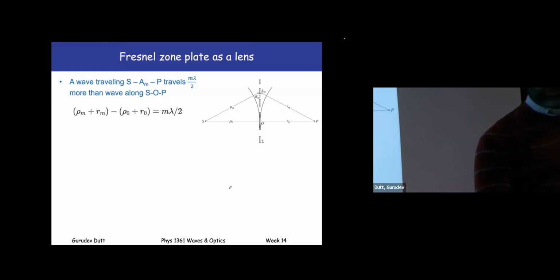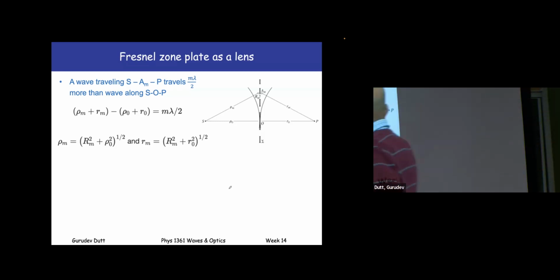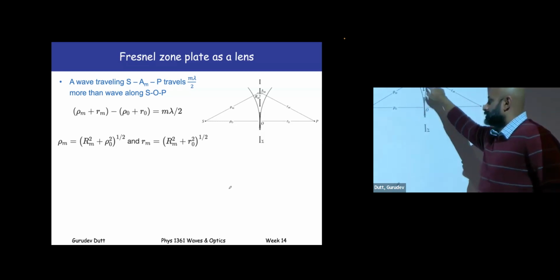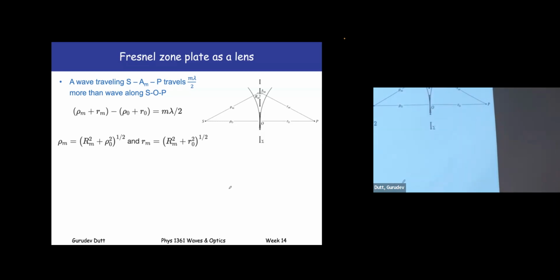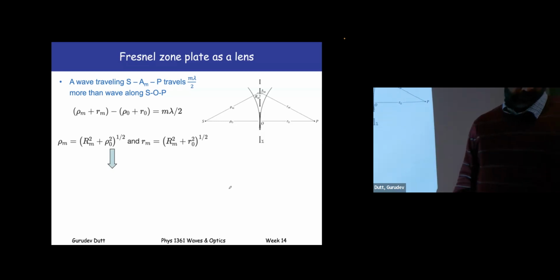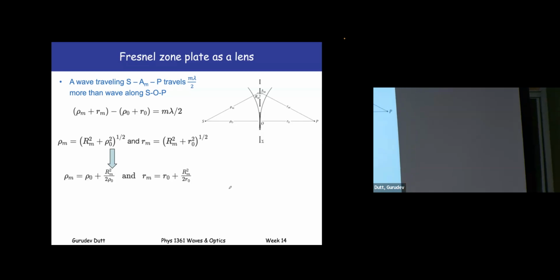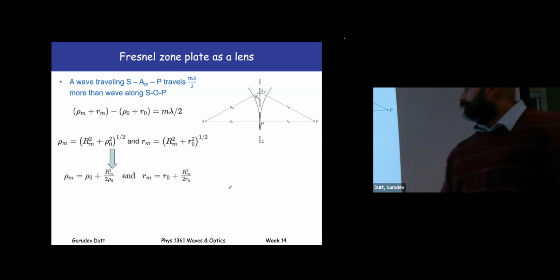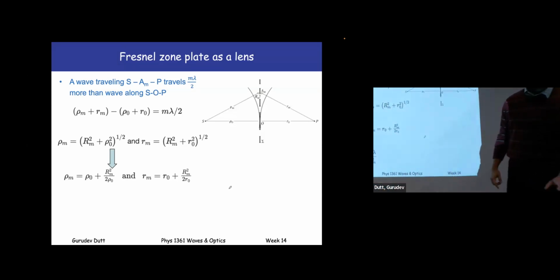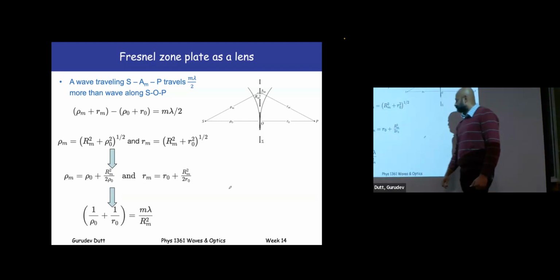Now I'm going to use Pythagoras theorem and expand out what rho m is. The radius of the mth Fresnel zone is Rm, and therefore rho m is just the square root of rho naught squared plus Rm squared. Similarly, Rm is that value. And now we do our usual trick. We expand using the binomial theorem, and we get rho m is almost rho naught plus Rm squared over 2 rho naught. Similarly for R naught, I substitute that back. I'm going to get cancellation of rho naught and R naught. So very straightforwardly, you can derive that 1 over rho naught plus 1 over R naught equals m lambda over Rm squared.